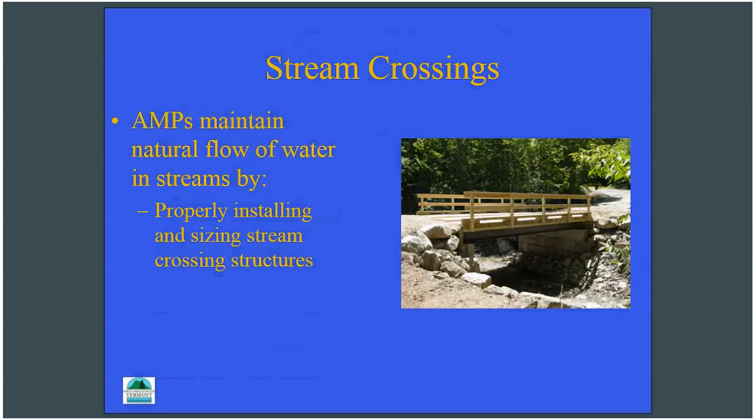Stream crossings need to be properly sited and structures need to be adequately sized and properly installed to protect water quality and provide for water flow. Stream crossing structures are categorized as either temporary or permanent.